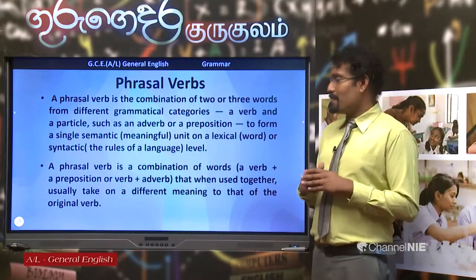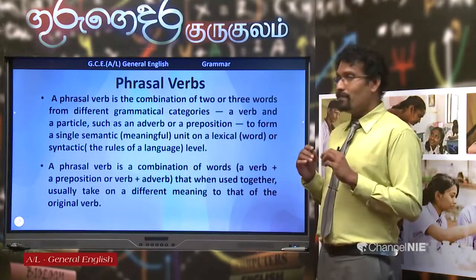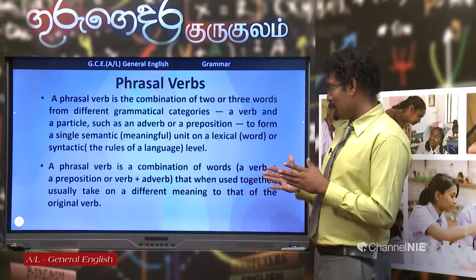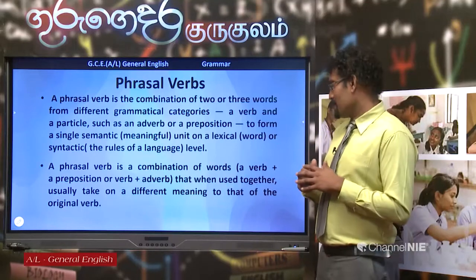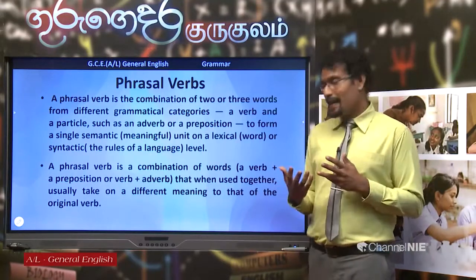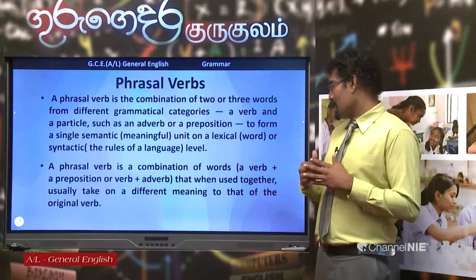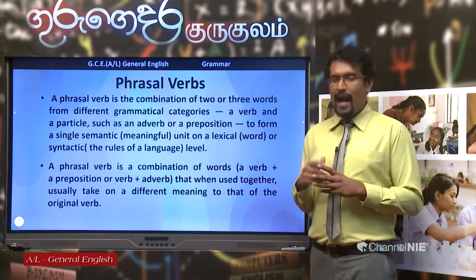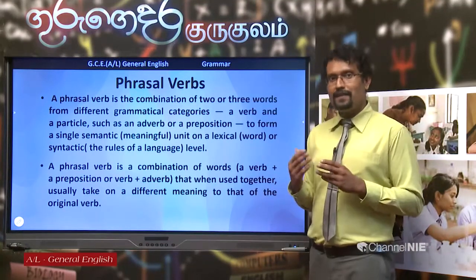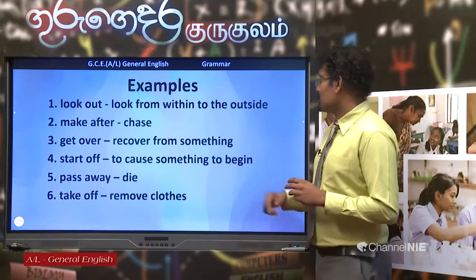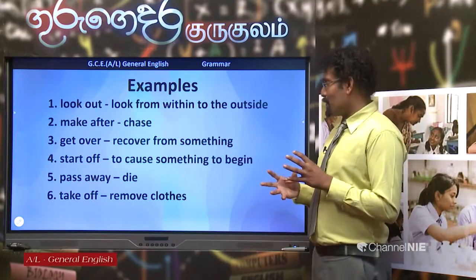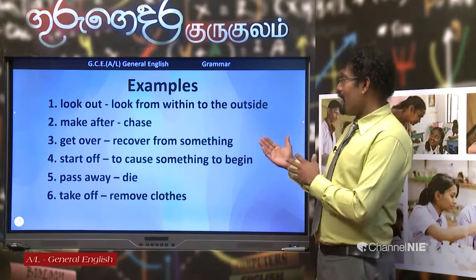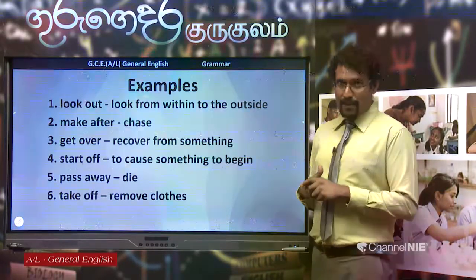So, a phrasal verb is a combination of words, a verb plus a preposition or verb plus adverb, that when used together usually take on a different meaning to that of the original verb. I hope now you can understand what phrasal verbs are. So, these are some examples. Actually, these are very few examples because there are so many phrasal verbs in the English language, but here I have shown some phrasal verbs for you.